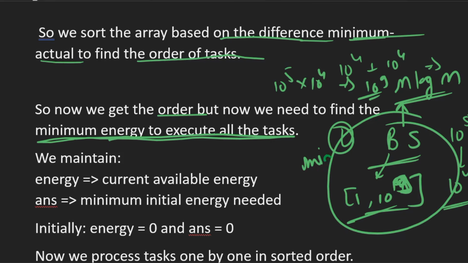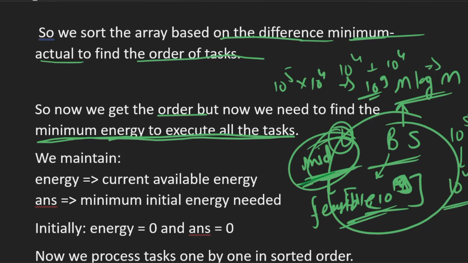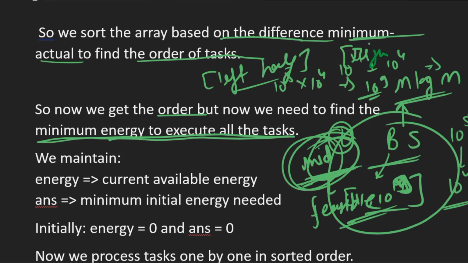Then we find the mid, and we check whether it is feasible to complete all the tasks with this energy. If we can complete the tasks with the mid energy, then we search in the left half, right? Else we shift to the right half. So this way we will find the minimum energy. So this is method 1, which will take n log n time.